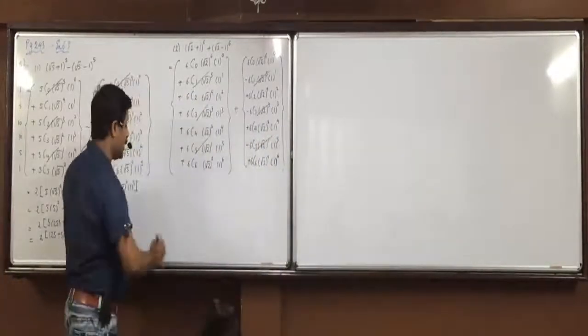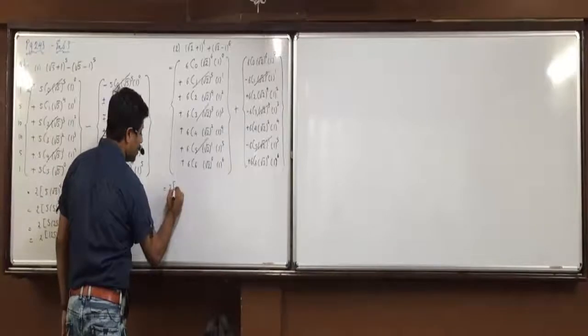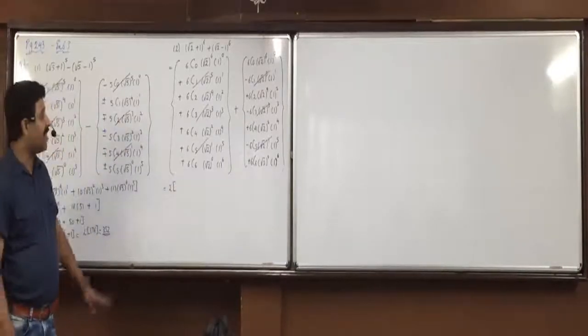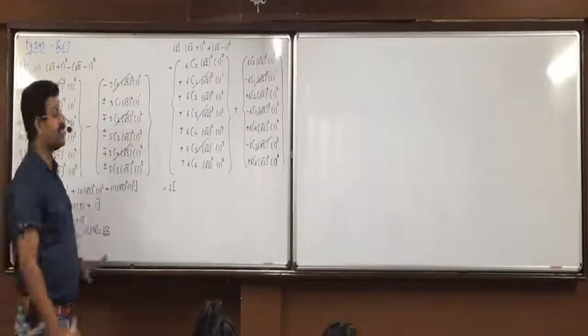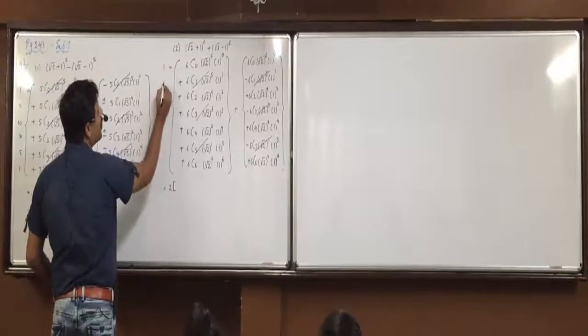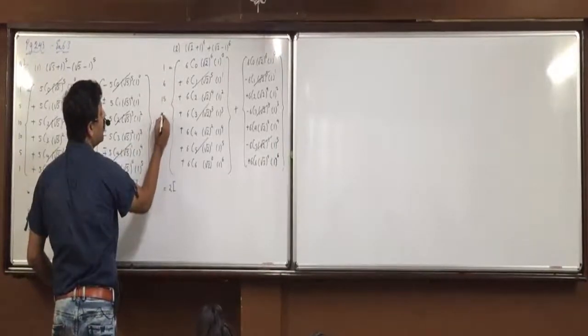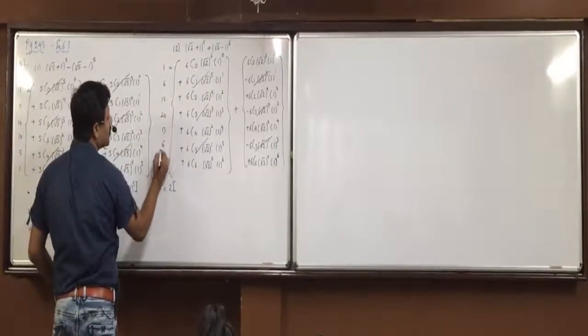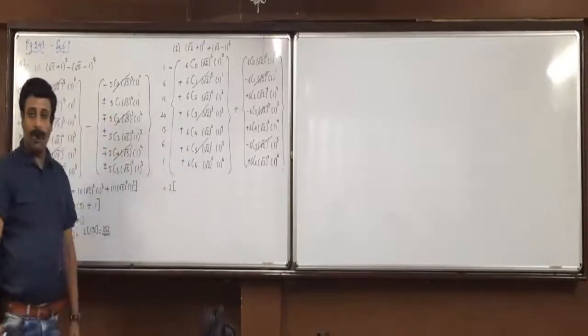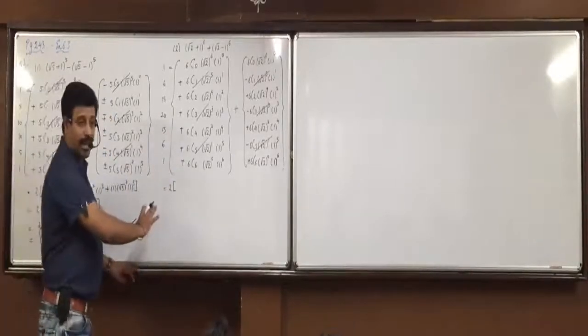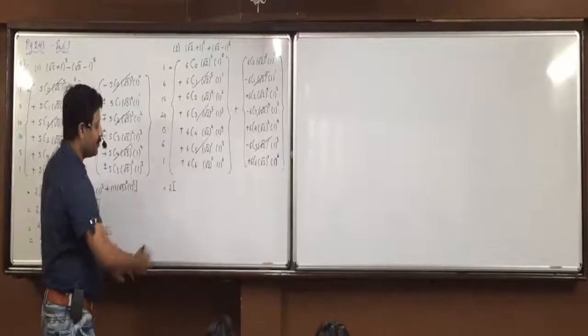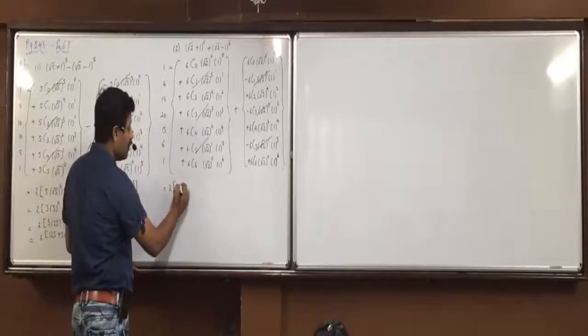And then what do we have to do in the next step? 2 multiplied by non-cancelled terms. But first, what are the coefficients with 6? 1, 6, 15, 20, 15, 6, 1. So non-cancelled terms we have to write now.